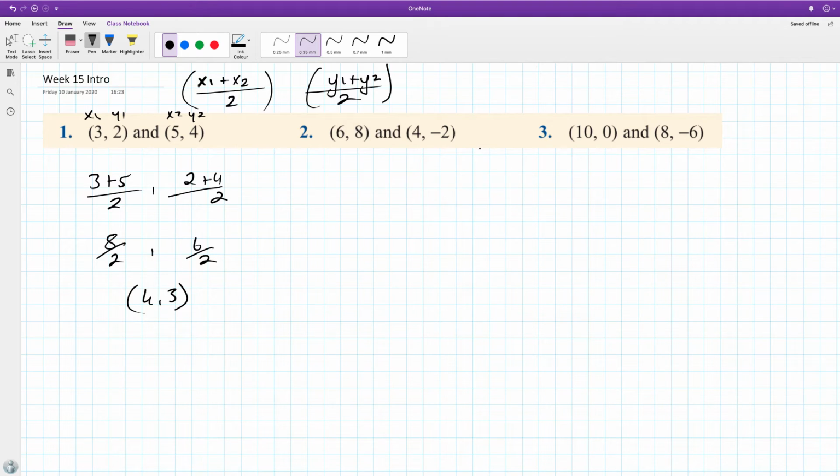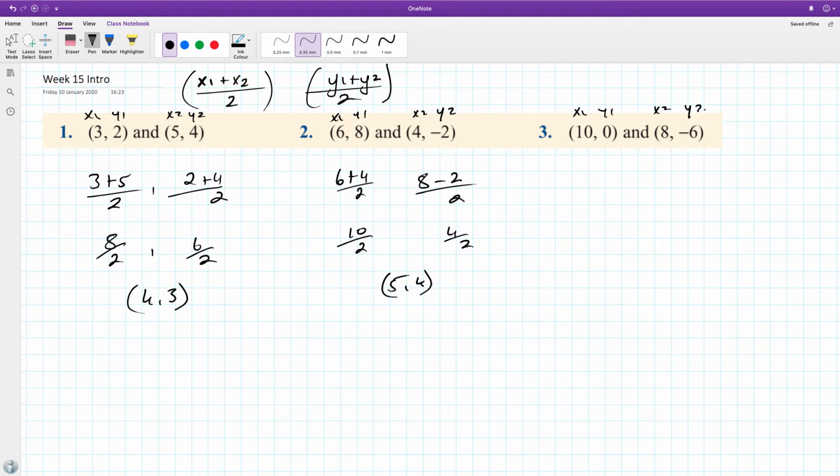4, 3. Same thing again, X1, Y1, X2, Y2. That is X1, which is 6, plus 4 over 2. Y1, which is 8, minus 2 over 2. 6 and 4 is 10 over 2. 8 minus 2 is 4 over 2. 5 and 2. And number 3, X1, Y1, X2, Y2. That is 10 plus 8 over 2. 0 minus 6 over 2. 18 over 2 is 9. Minus 6 over 2 is minus 3.